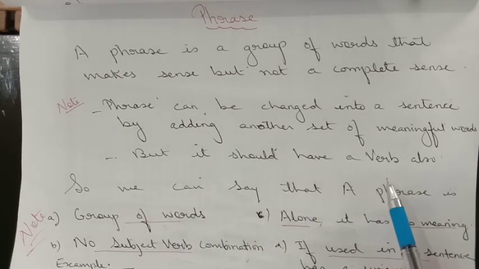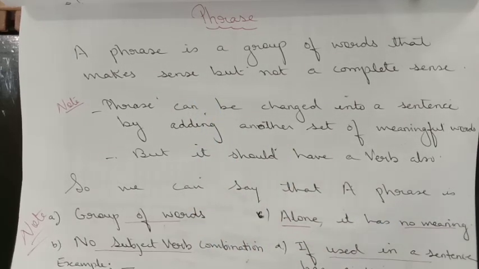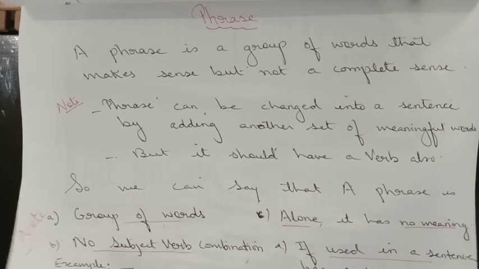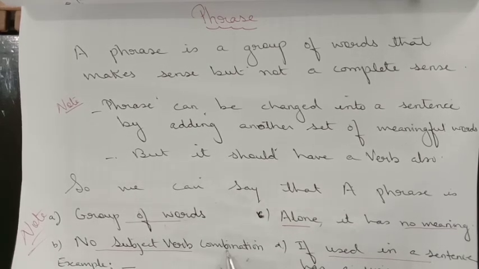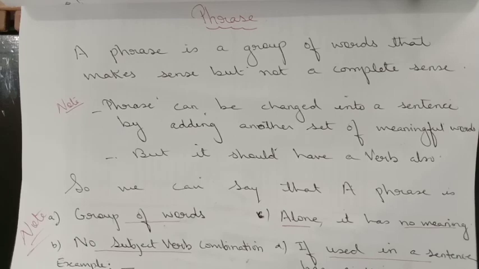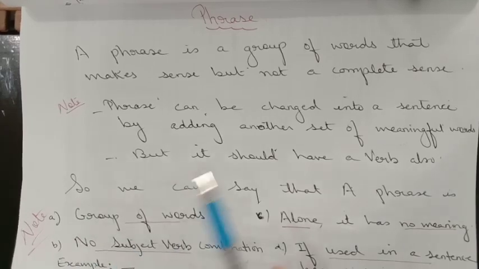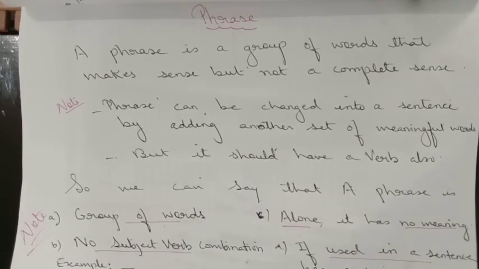But it should have a verb also. So we can say that a phrase is a group of words. If no subject-verb combination is there, it is a phrase. Alone, it has no meaning. If used in a sentence, it has a unique meaning. So you will not get the subject-verb combination in a phrase. It is a group of words. Alone, it has no meaning. But if you add proper words to it, it becomes a good sentence. It has its own meaning then.